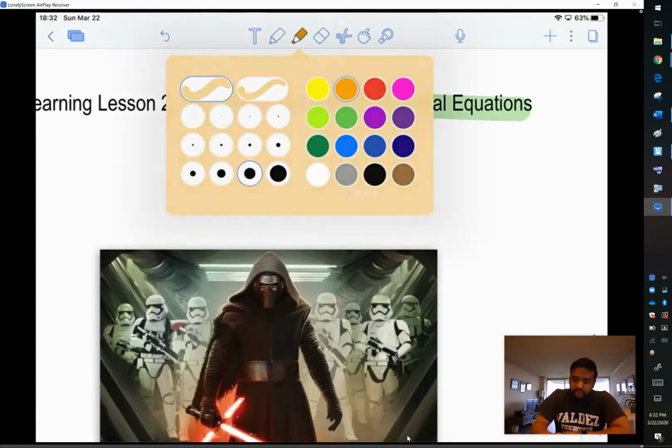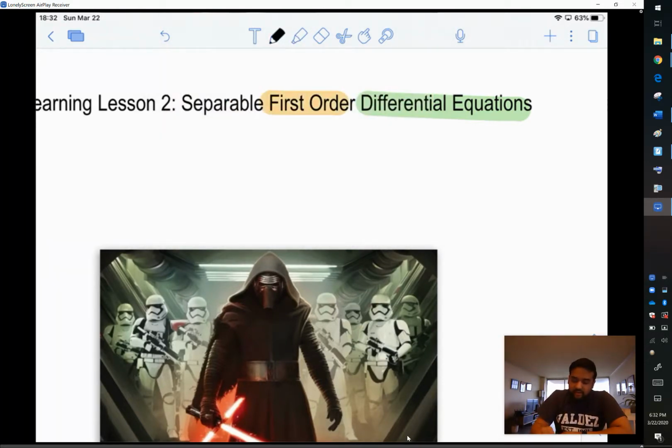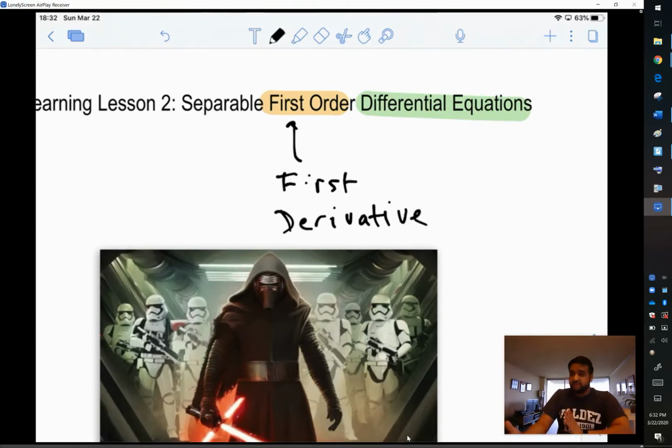The first order means that our biggest derivative, our most high-level derivative in an equation, is going to be a first derivative. So this just means that the first derivative is involved in an equation like this. A second order differential equation would have a second derivative, a y double prime in it, for example.